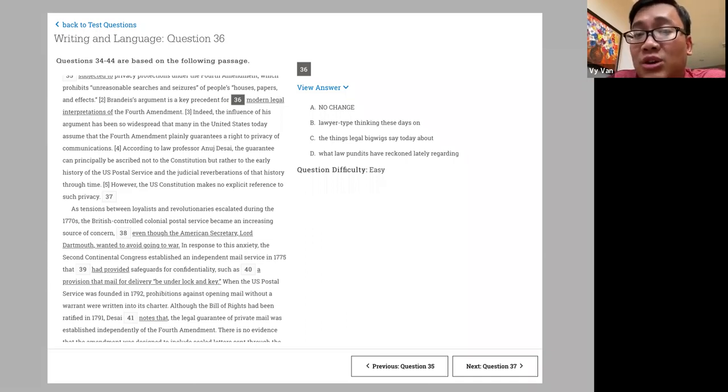Brandeis' argument is a key precedent for modern legal interpretations of the Fourth Amendment. This sounds very good, so I think it's A, but let's check the other choices. B, "for lawyer type thinking," is too casual. C, "these days, the things legal bigwigs," no. D, "the law that pundits have reckoned lately regarding," is too long. A is the best choice. Okay, very clear.